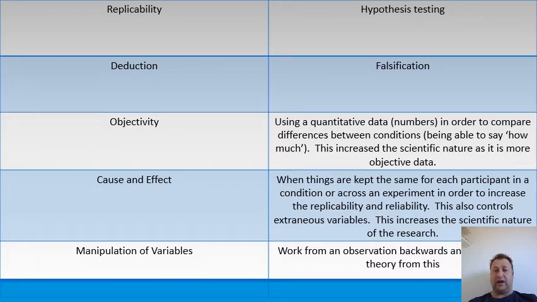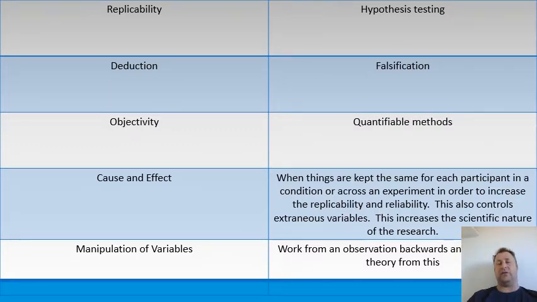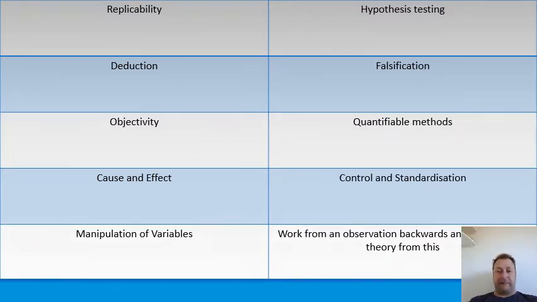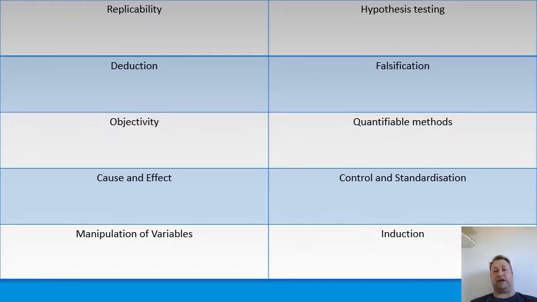We also like numbers. We like to be able to quantify what we can see and measure. We also like to keep everything the same, so we have to control and standardize. And then the last one must be induction. So they are the definitions. Can you write them? Get the right definitions into the box in your grid in the booklet, please.